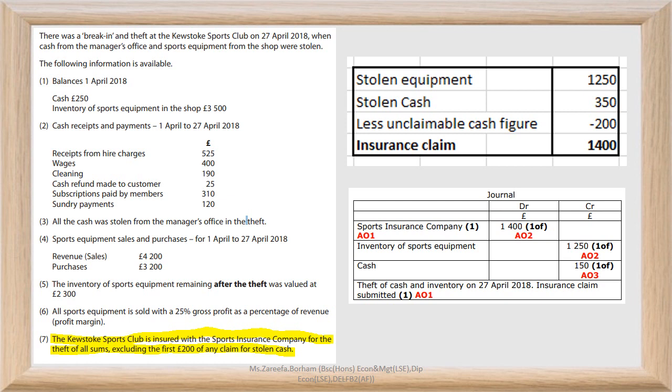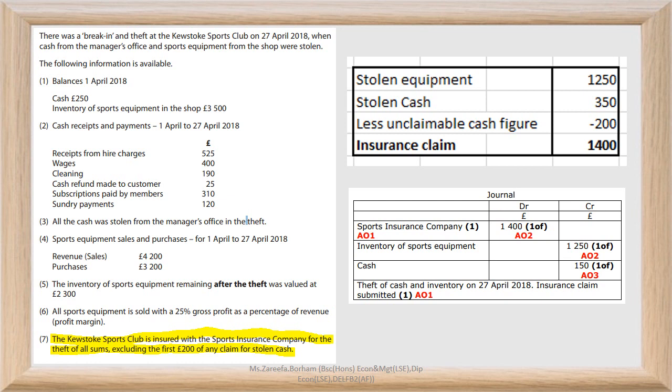Next, Part E of the question asks us to prepare the journal entry to record the insurance claim. In this case, since the claim is made to the sports insurance company, from whom we should receive 1,400 as claim, we should debit it. This is because the sports insurance company becomes another receivable to us.